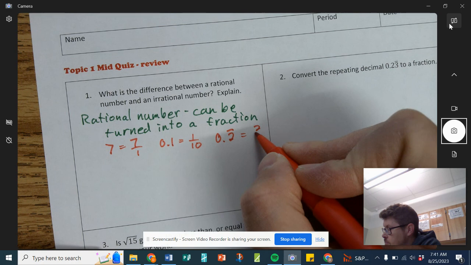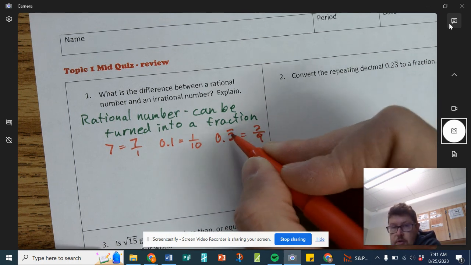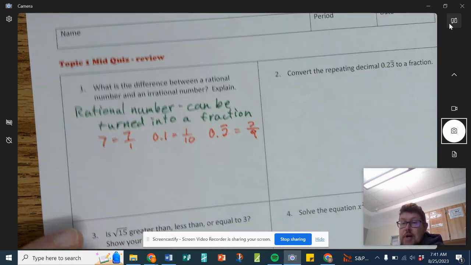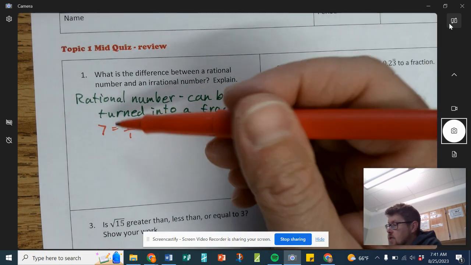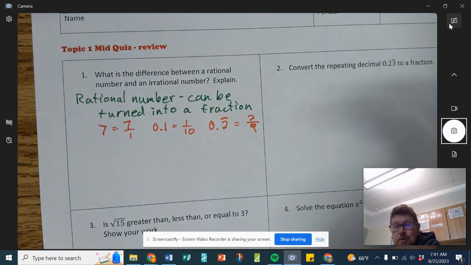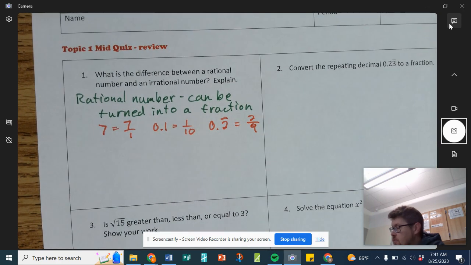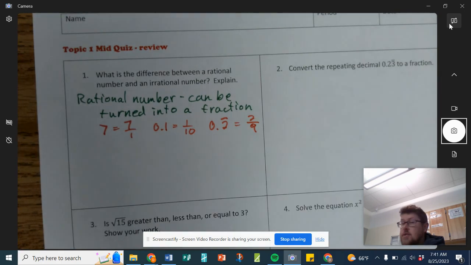There's a whole slew of work that we've done on that, but the shortcut for these particular types of problems is you basically just put it over 9. Okay, so you can take a regular number, a whole number, make it into a fraction. You can make an integer like a negative number, put it into a fraction. You could take a decimal, put it into a fraction. You could take a repeating decimal, turn it into a fraction. So those are rational numbers. It comes from the word ratio. Ratio is just a word.